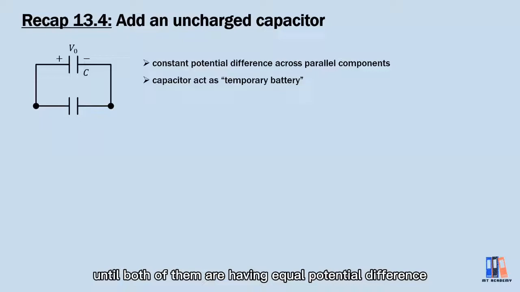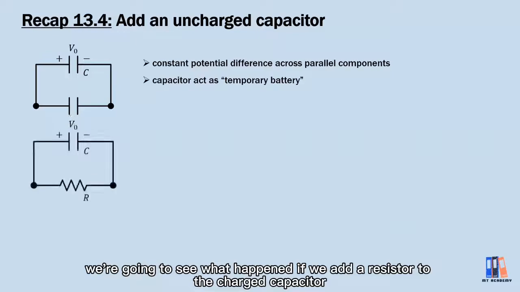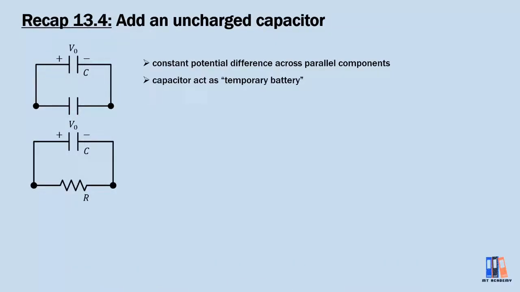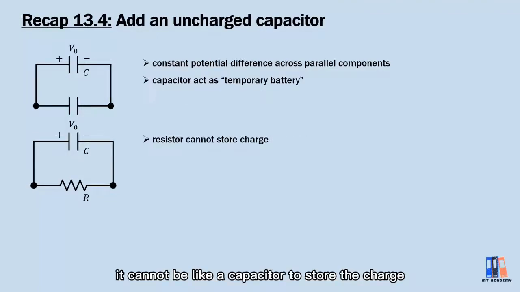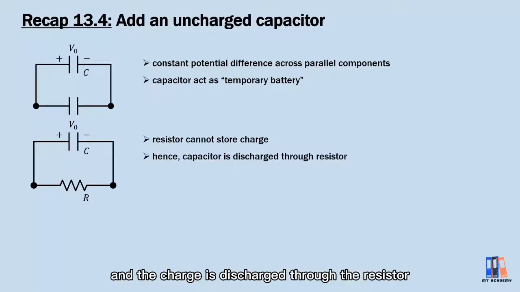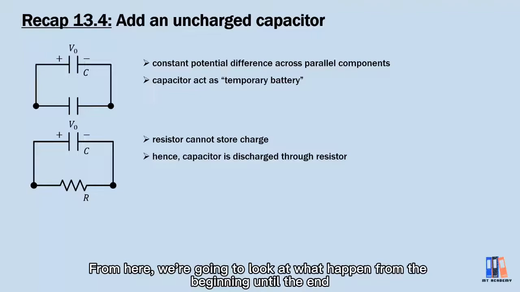equal potential difference. For today's topic, we're going to see what happens if we add a resistor to the charged capacitor. First of all, we know that a resistor is just a resistor. It cannot store charge like the capacitor. So the capacitor will continue to supply the current and the charge is discharged through the resistor. From here, we're going to look at what happens from the beginning until the end.